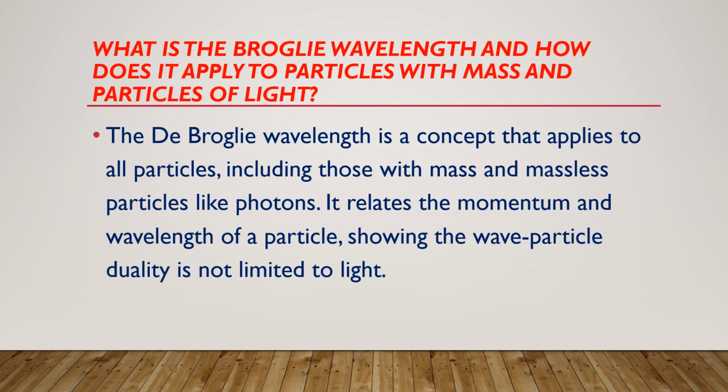What is the de Broglie wavelength and how does it apply to particles with mass and particles of light? The de Broglie wavelength is a concept that applies to all particles, including those with mass and massless particles like photons. It relates the momentum and wavelength of a particle, showing the wave-particle duality is not limited to light.